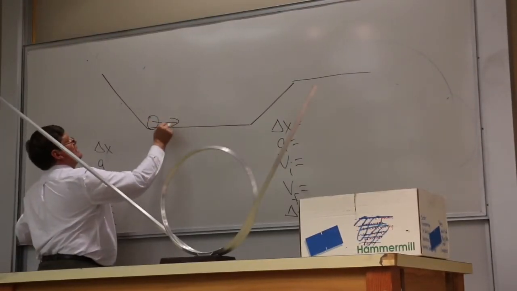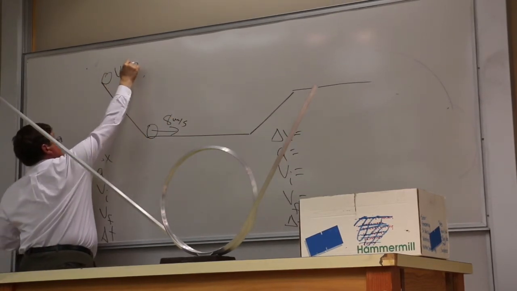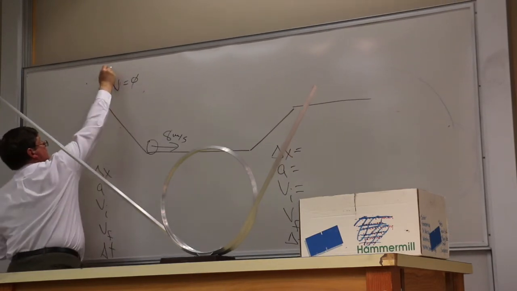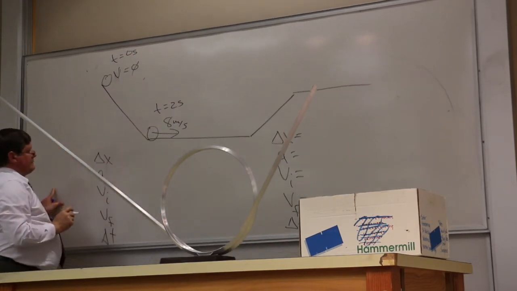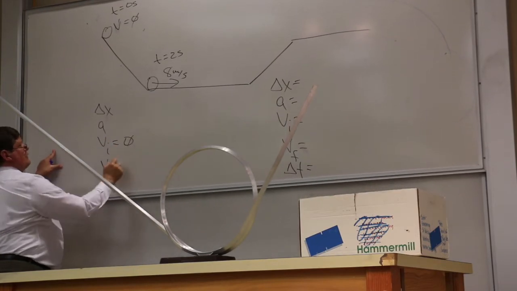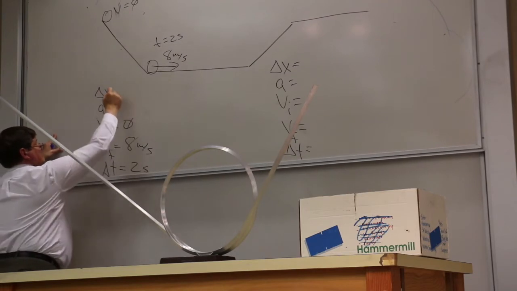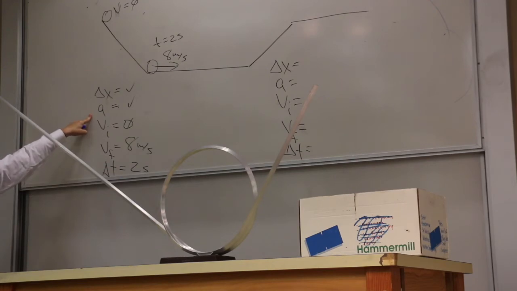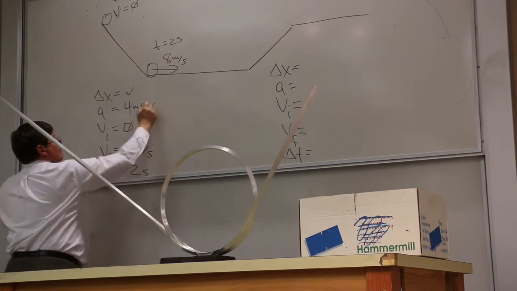On this problem that you worked, you found that the velocity here was 8 meters per second. And you knew that it started from rest, and that it was on this track from t equals 0 seconds to t equals 2 seconds. Well, that means the initial velocity is 0, the final velocity is 8, the time on the track is 2. I can find the length of the track, I can find the acceleration on the track. Okay, and you found the acceleration to be 4 meters per second.